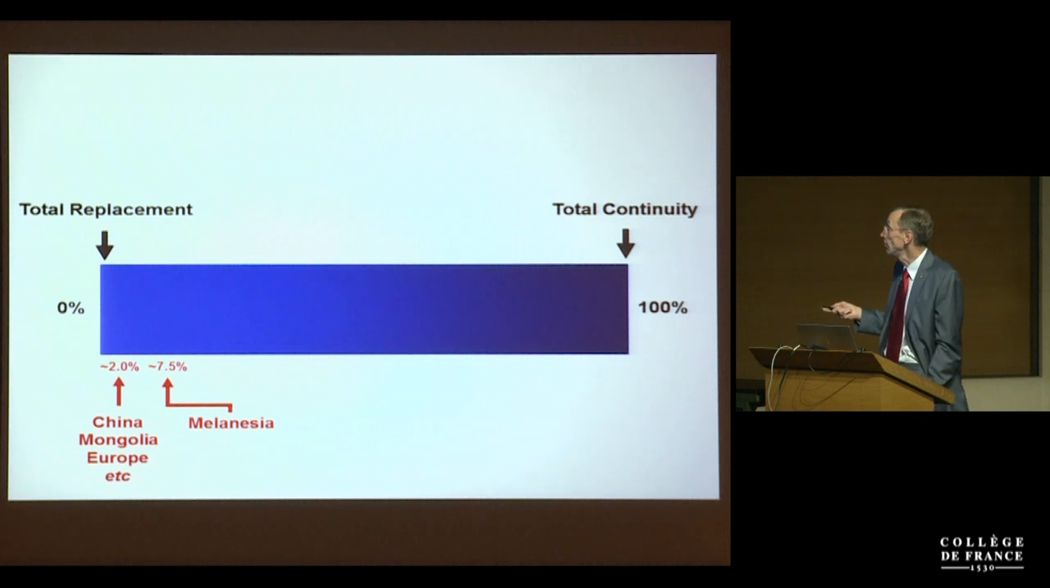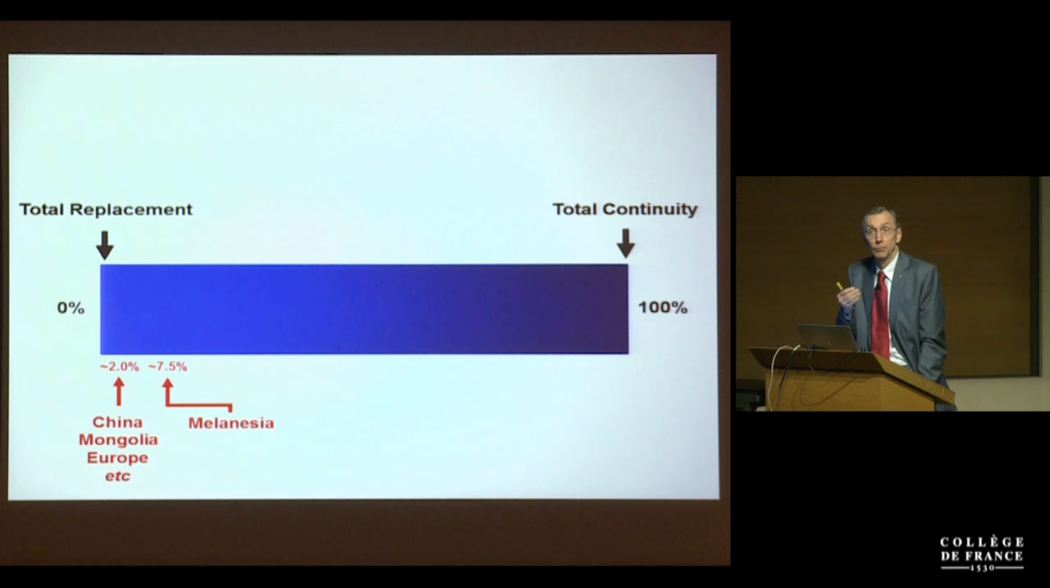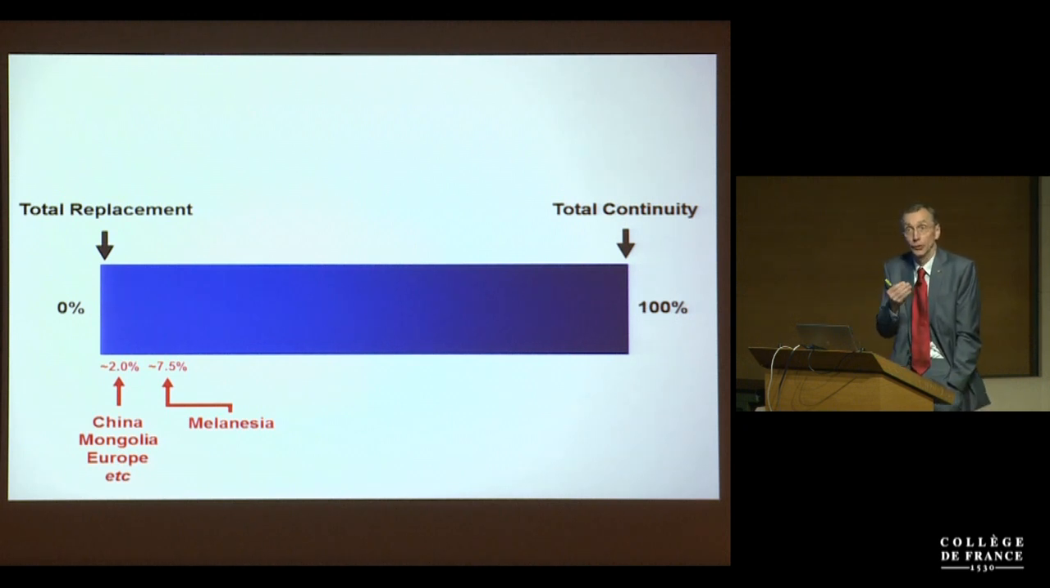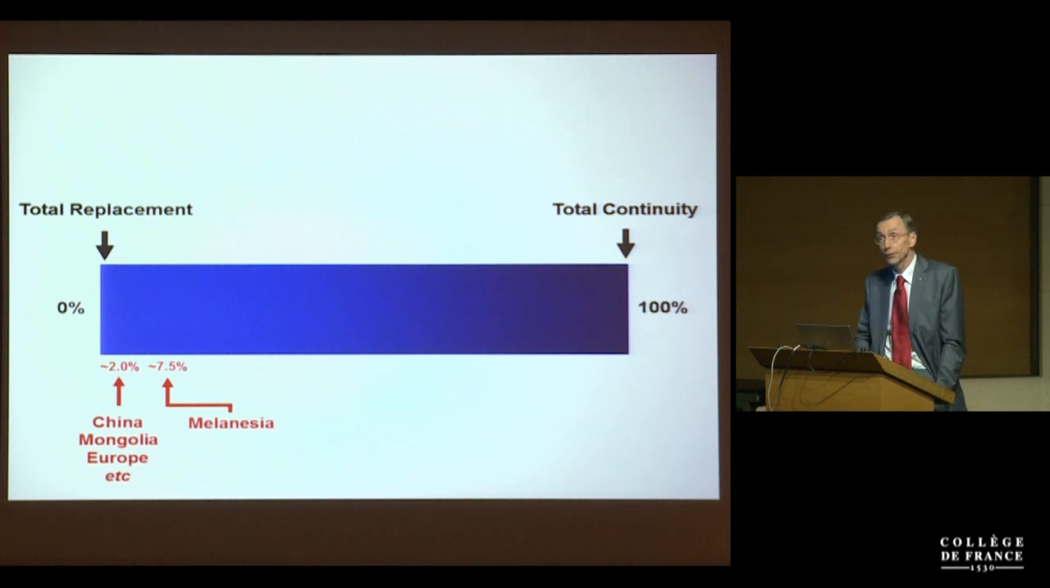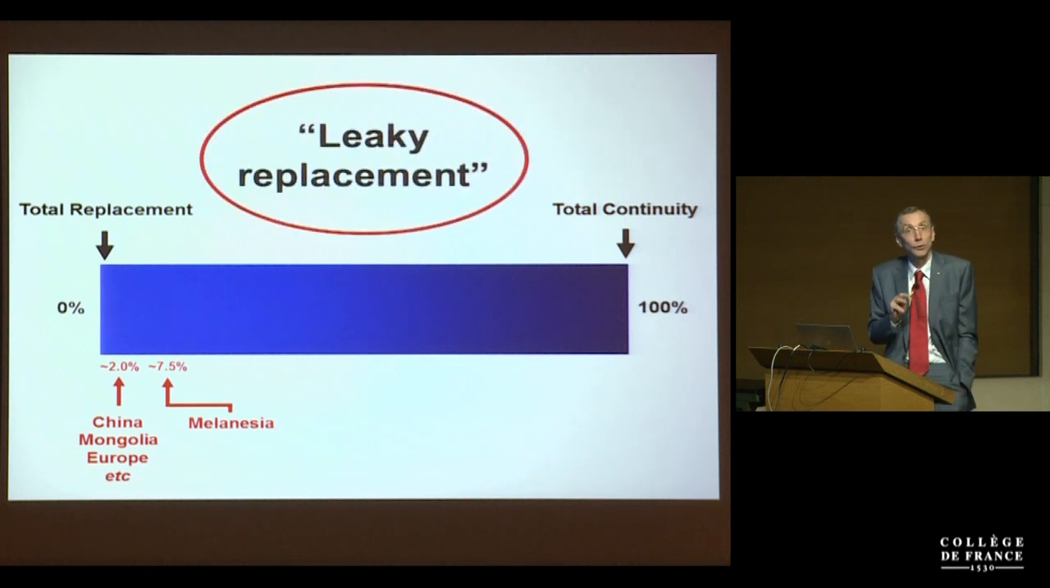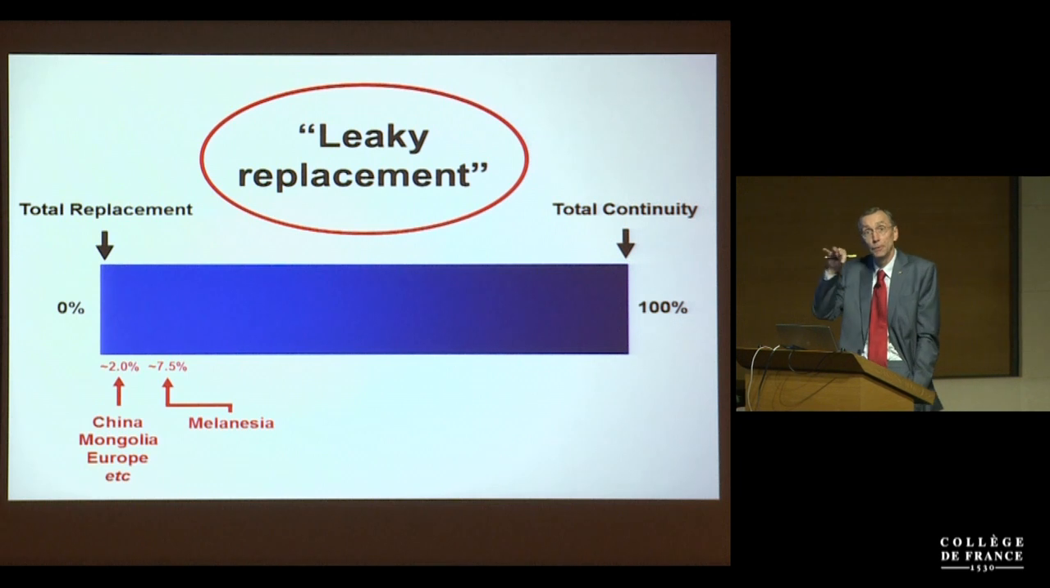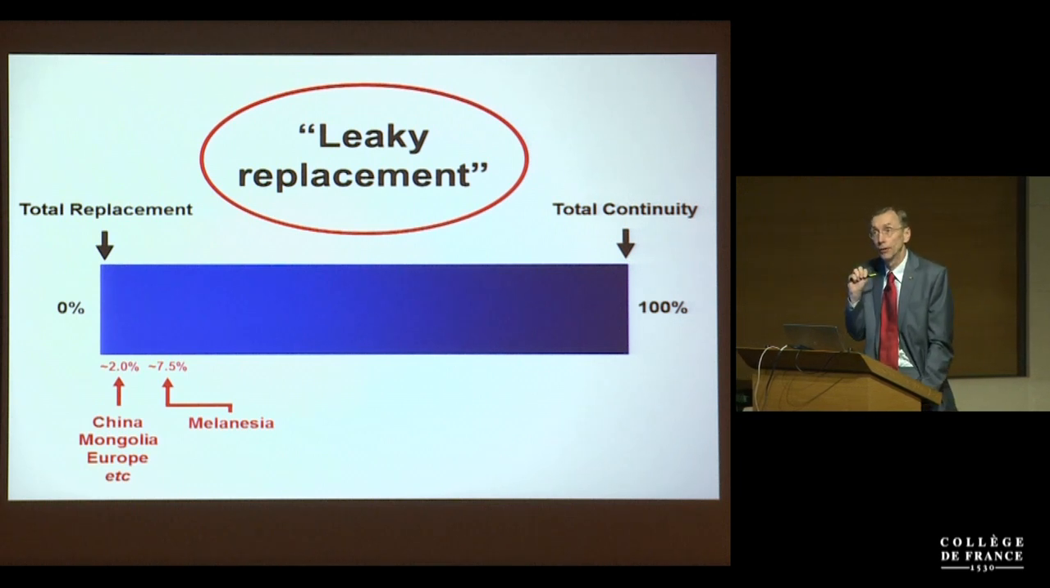I would be surprised if we ever find any present-day people that would be close to 10% of archaic contribution. But to have the perspective of this, I often like to call this leaky replacement. The big picture is one of replacement of these other forms, but there is a small contribution from these other individuals.